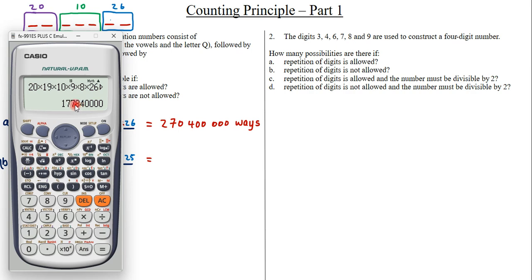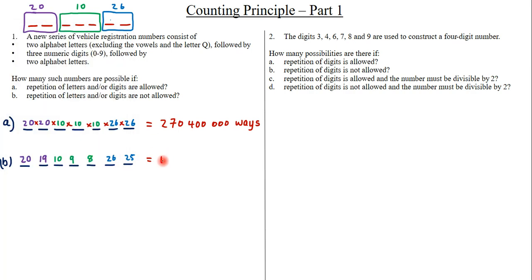So this looks like 177 million, 840 thousand ways, and that is how we get our answer. I can see this is still easy because this is the first way of counting principle. So let's go ahead and try the second part and see if you're going to be able to do it now.